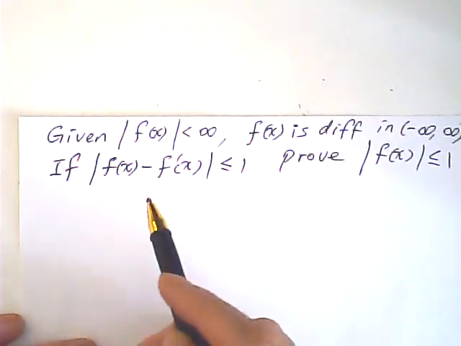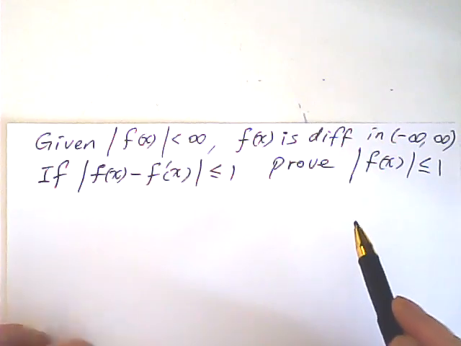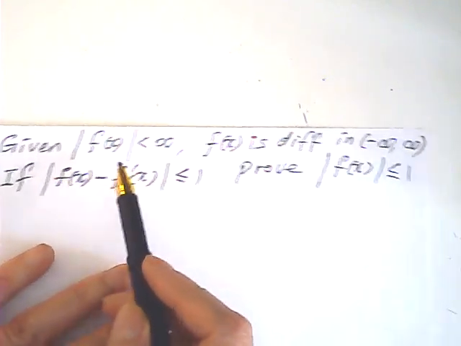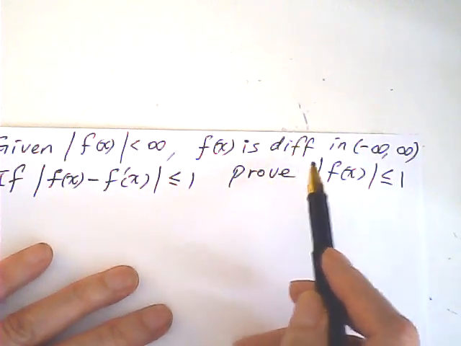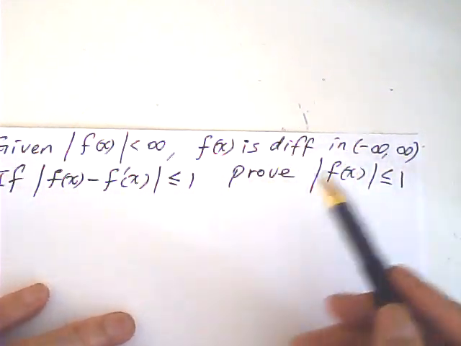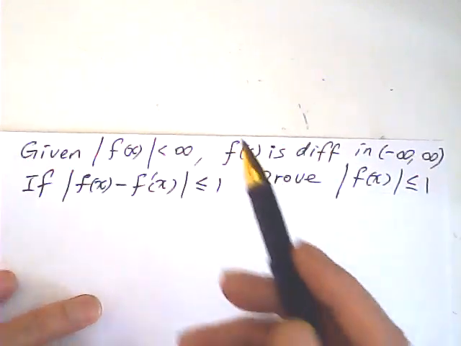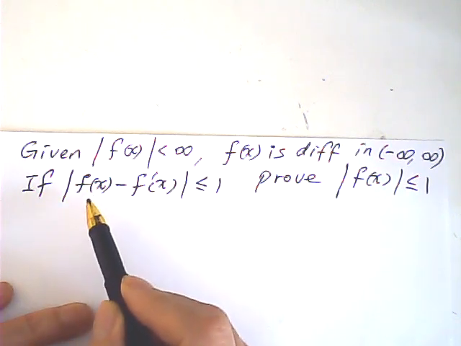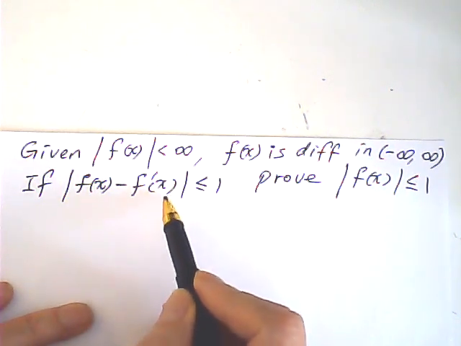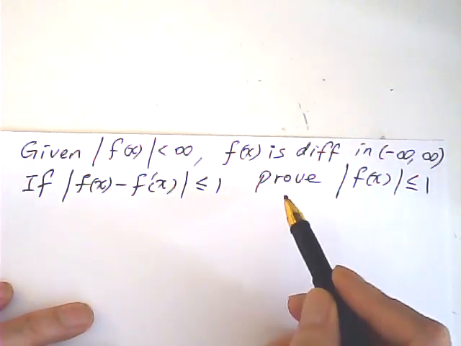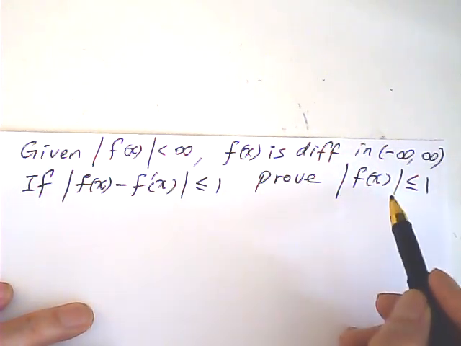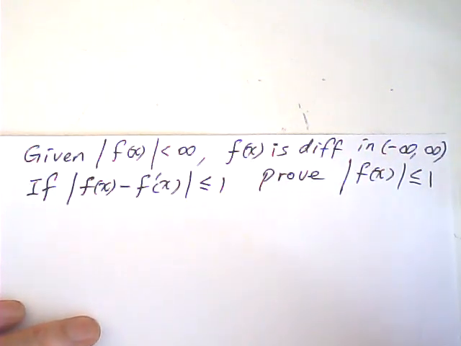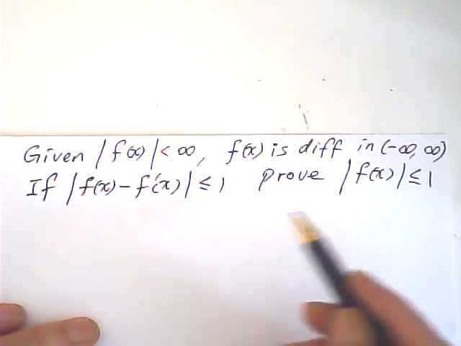Okay, here is a very nice proof question. f of x is bounded, and f of x is differentiable on the entire real line. If the absolute value of f of x minus f prime of x is less than or equal to 1, prove that the absolute value of f of x is less than or equal to 1. You may try yourself before I come back again.